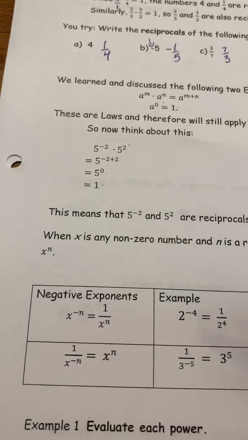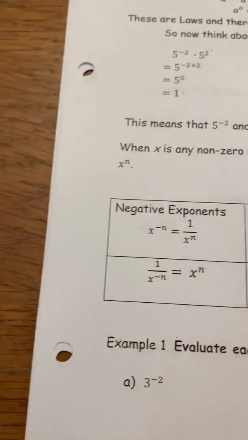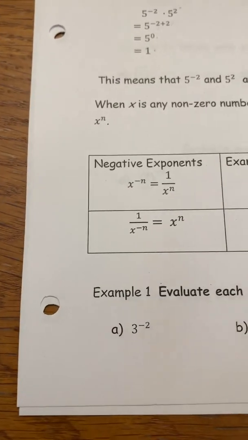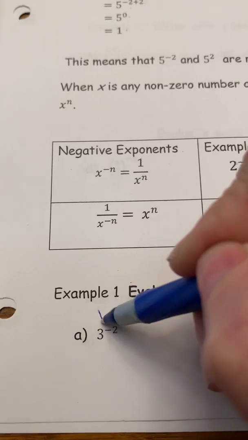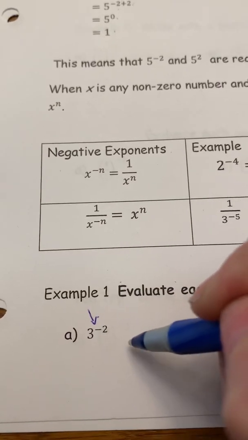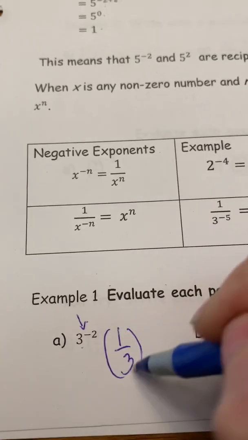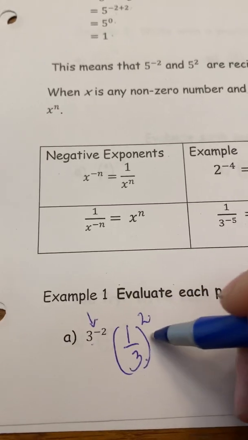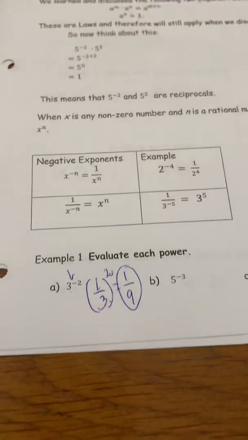Okay, so here we go. We're going to come down, we're going to talk about this, and we're going to do some examples, and that's going to clarify things for you. Okay, so first of all, though, we are going to evaluate each power. So this is, again, a review of grade 9. We're going to write the reciprocal of the base, which would be 1/3. And if you remember, that becomes a positive exponent. 1 squared is 1. 3 squared is 9.